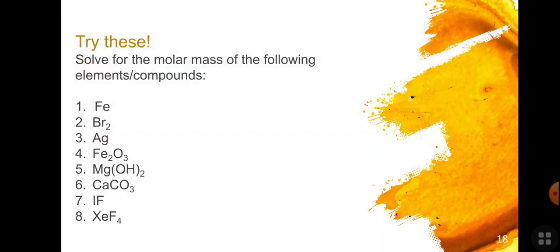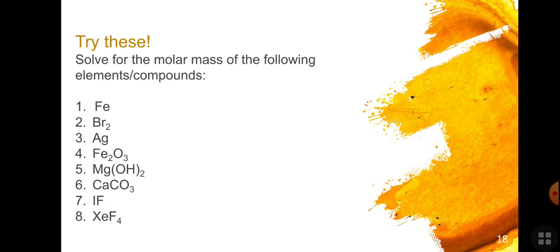So now it's your turn. You try to solve for this. Solve for the molar mass of the following elements or compounds. So, i-pause nyo muna yung video, then sagutan ninyo ito. And after answering this, pwede na ulit i-play.